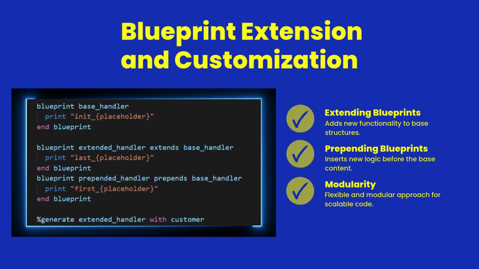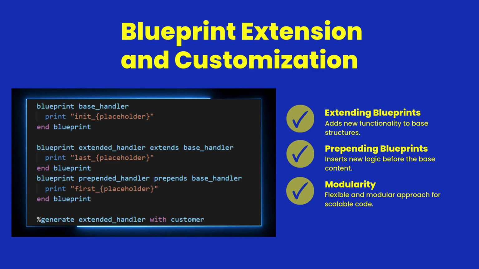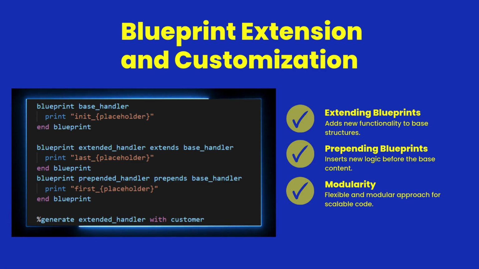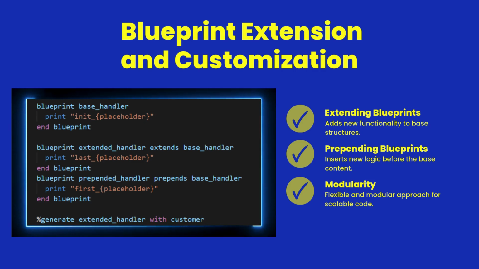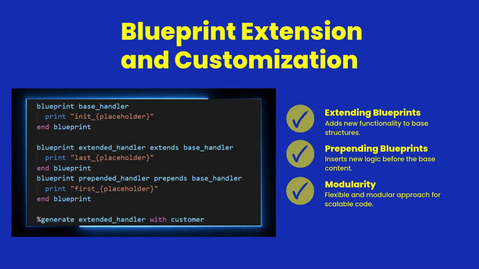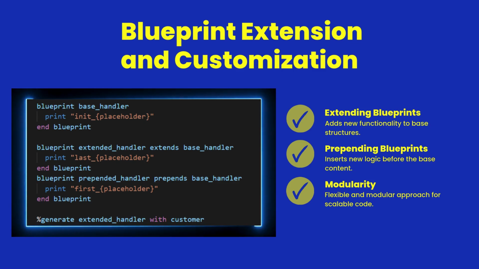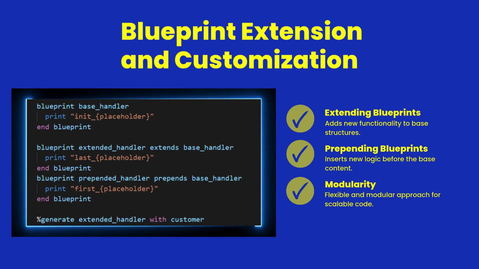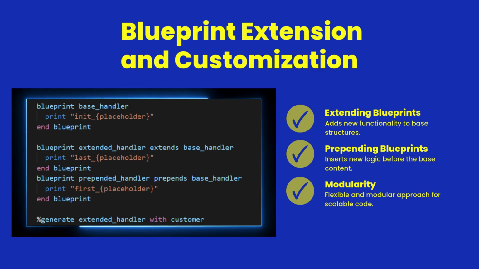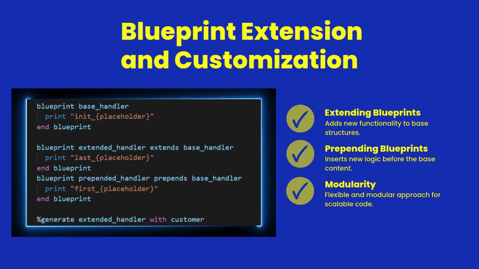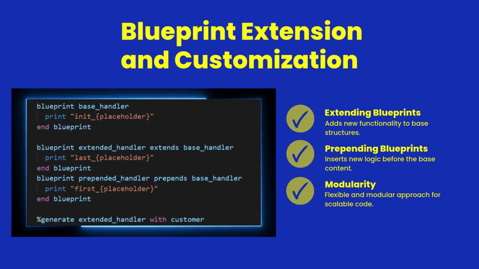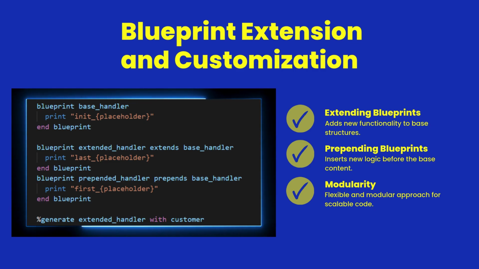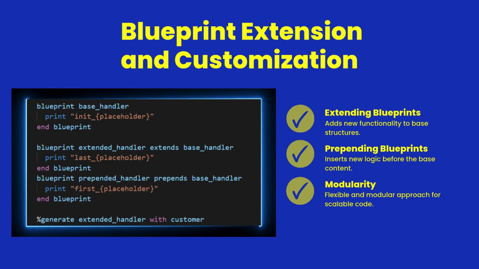Blueprints can be extended or prepended with new content, enabling code reuse and modularity. This approach maintains a DRY, don't repeat yourself, code base, ensuring structured and flexible development. In this Sheerpower example, 3 blueprints define different handler behaviors. The base handler blueprint introduces a foundational template that prints init placeholder, where placeholder will be dynamically replaced when the blueprint is expanded. Extended handler builds upon base handler with the extends keyword, adding the statement last placeholder after base handler's output.